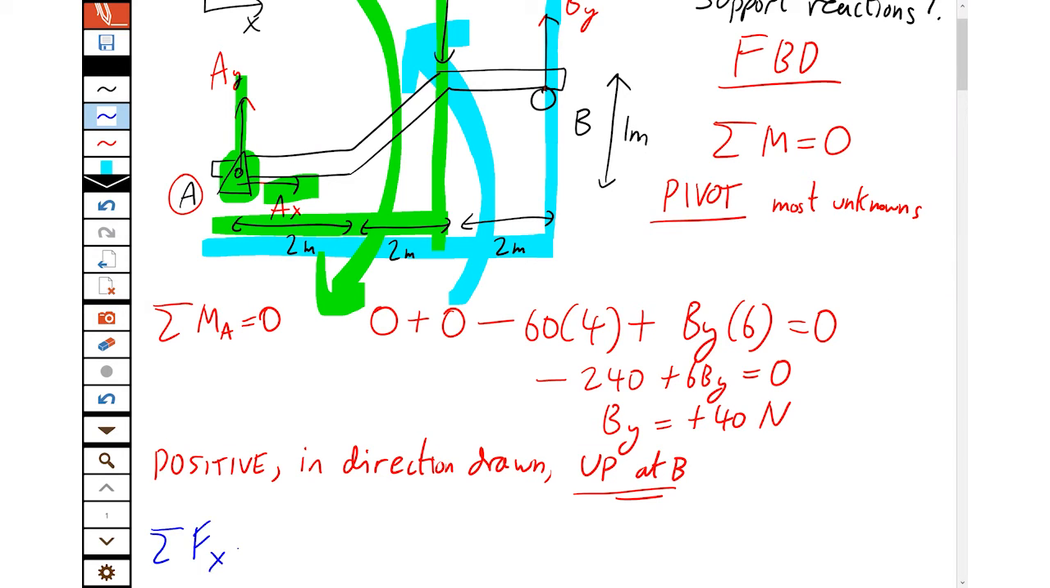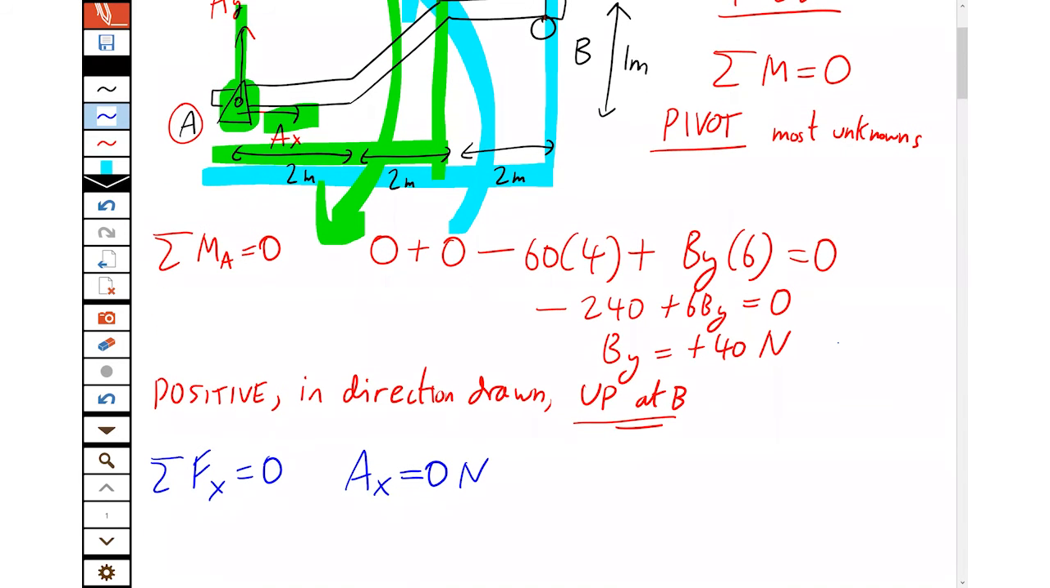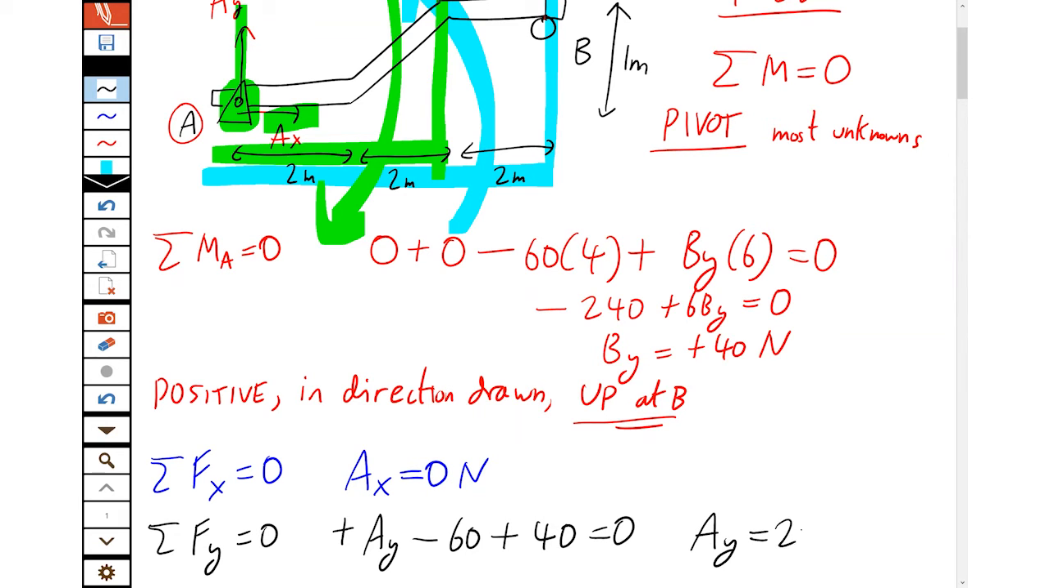The sum of all the horizontal forces is 0. We have the horizontal reaction at A and nothing else. So that just directly equals 0 newtons. That happens quite a lot. Then, the sum of all the vertical forces is 0. You have plus AY up, minus 60 newtons down, plus 40 newtons up at B is 0. One equation, one unknown. AY is 20 newtons. That's positive, so it's in the direction of the arrow we drew.